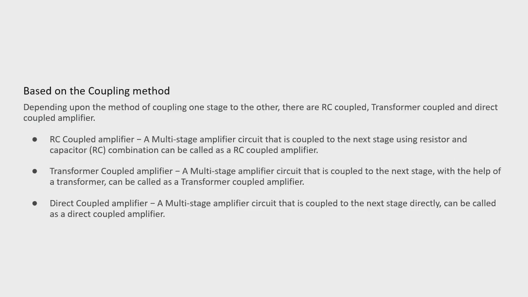Depending upon the method of coupling one stage to the other, there are RC coupled, transformer coupled, and direct coupled amplifiers. A multi-stage amplifier circuit that is coupled to the next stage using a resistor and capacitor combination is called an RC coupled amplifier. A multi-stage amplifier circuit that is coupled to the next stage with the help of a transformer is called a transformer coupled amplifier. And a multi-stage amplifier circuit that is coupled to the next stage directly is called a direct coupled amplifier.